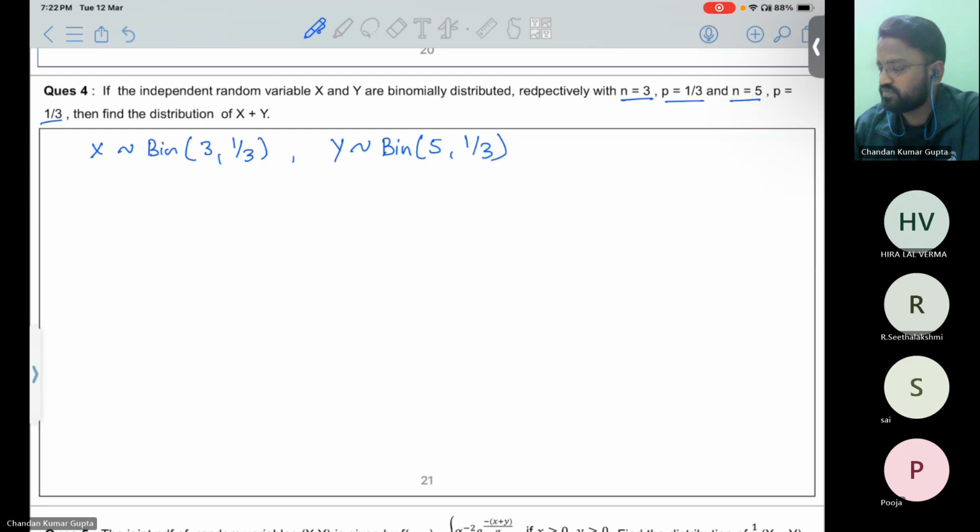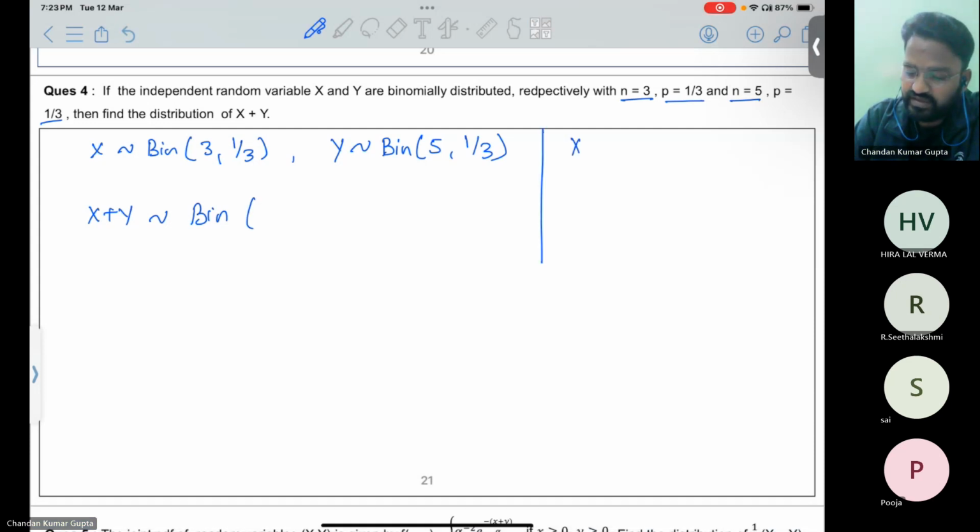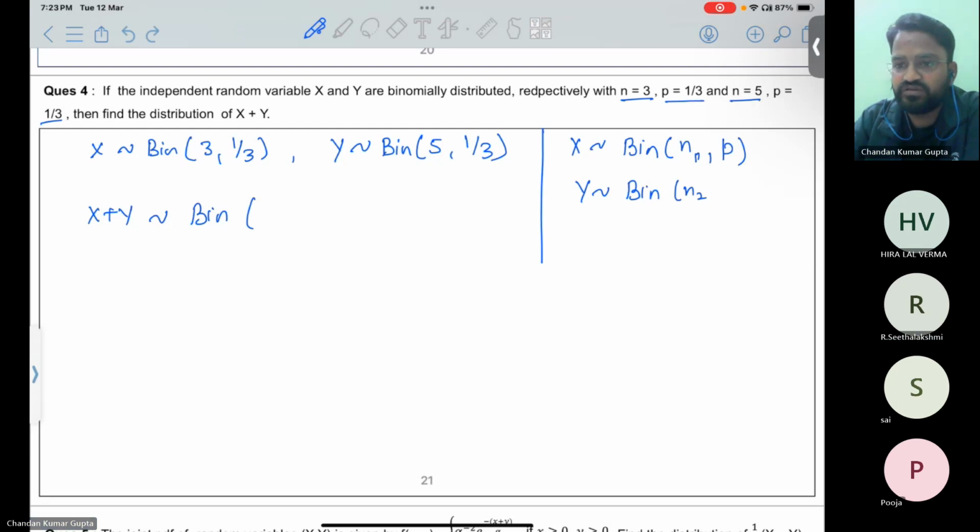So what does it say? You may directly use it: if x follows this, y follows this, then x plus y follows binomial. X follows binomial(N1, p), y follows binomial.